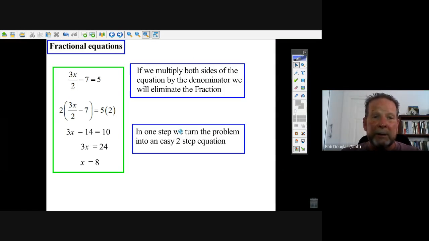Okay, we're going to look at fractional equations, equations that have fractions in them, and let's figure out how to do that. So you've got a thing here, say this is a pretty simple one. You've got 3x over 2 minus 7 equals 5.